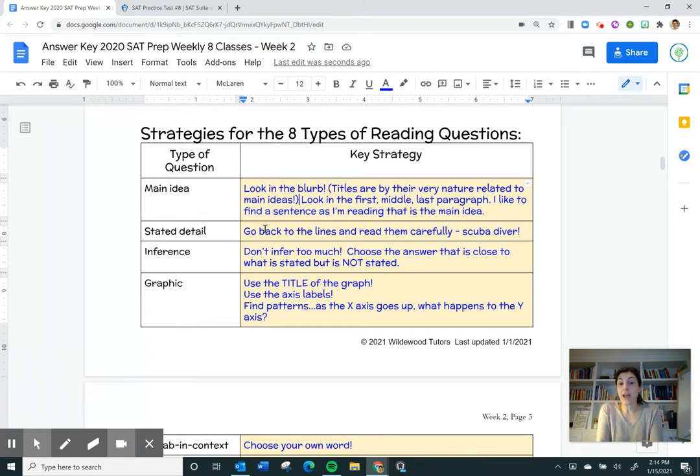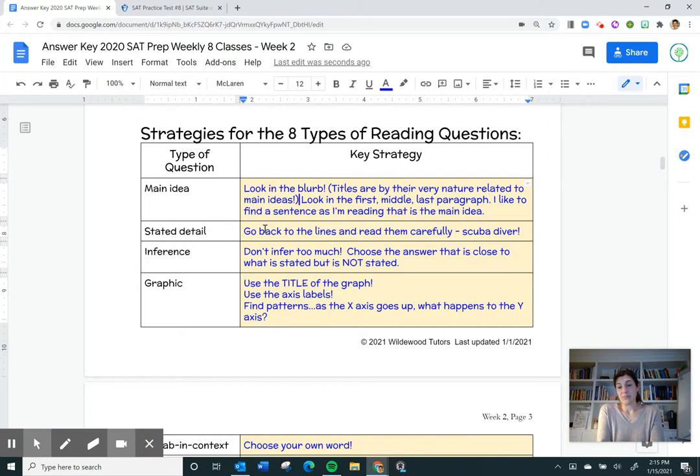All right. You're going to have graphic questions, right? In the science or social studies passages, obviously not in the English. What are the tips there? Give yourself a go at this. So pause the video, right? Without looking at this answer key, do you remember? What are the tips for graphic problems? Okay.